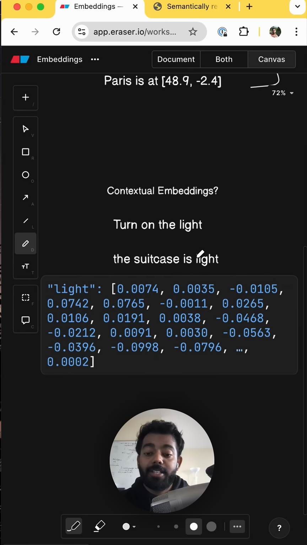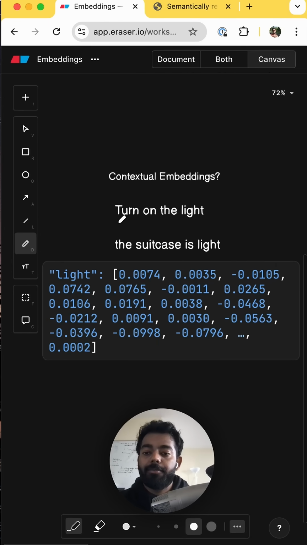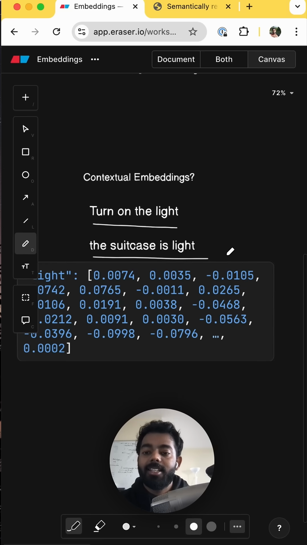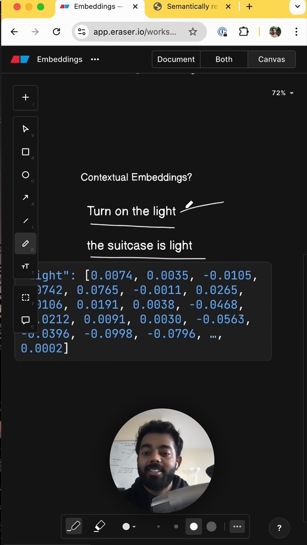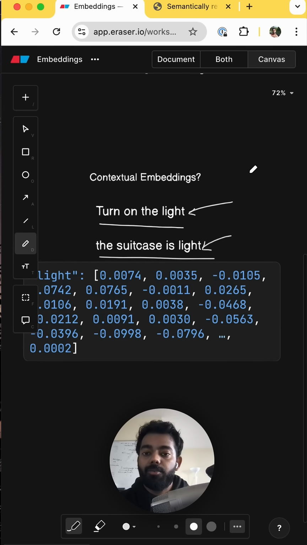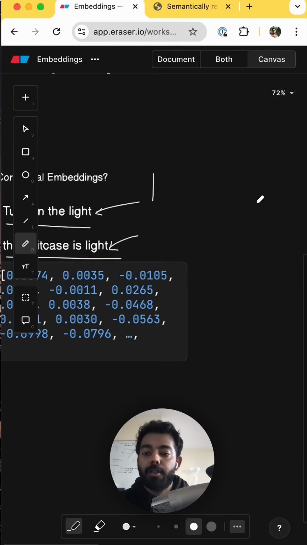So what are contextual embeddings in LLMs? For example, we have two sentences: "turn on the light" and "the suitcase is light." In this context, light means something, and in this sentence, light means something else. So light will have different embeddings based on the context.